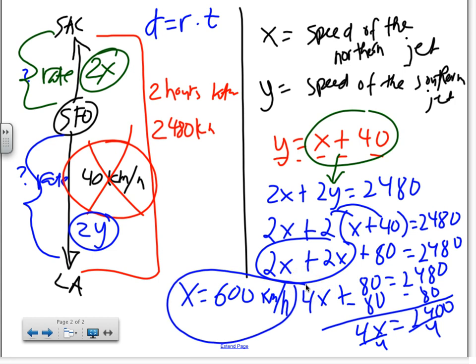Oh, but wait a minute. If x represents the northern jet going at 600 kilometers per hour, then how fast did the southern jet go? Do you know that? How fast did it go? 640. Very good, because it clearly stated that the southern jet traveled 40 kilometers per hour faster than the one going north. And there we have it. We just found our speeds. Any questions so far?